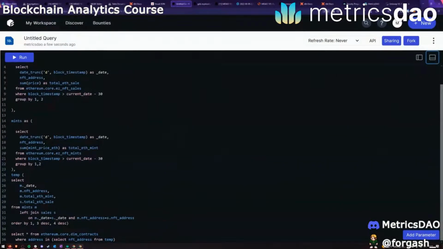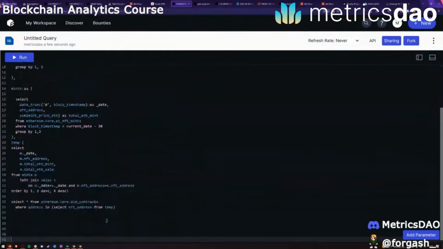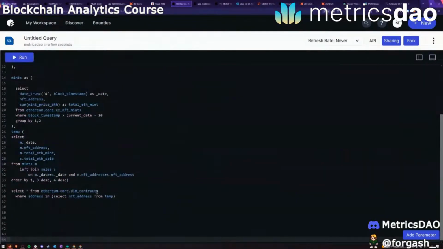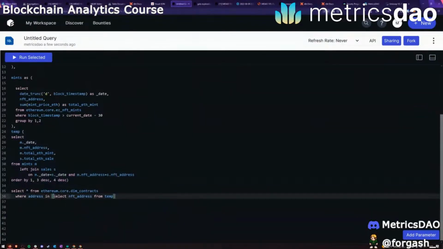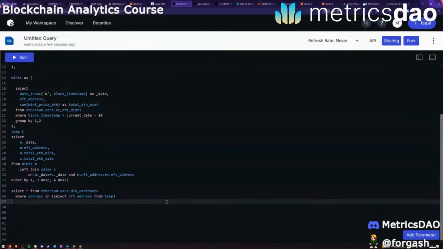So those that are left, does this part right here kind of make sense? Basically, we have this from before. I just want to check Ethereum core contracts where the address from DIM contracts is in this final CTE here.